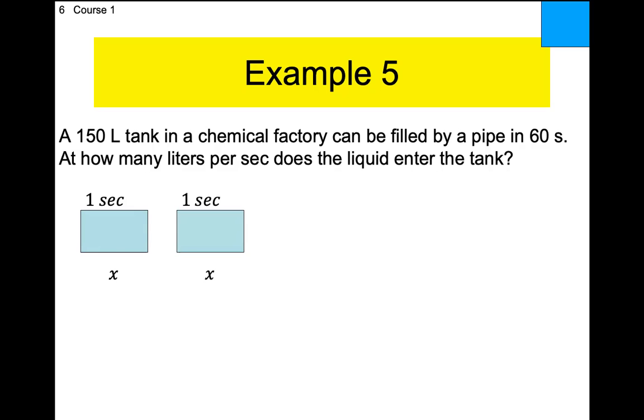Each one of these represents 1 second. In this 1 second, there's this many liters. X represents how many liters. For instance, if this was 2 liters, in 2 seconds, how many liters would you have? 4 liters. Now if it was 2 liters, in 60 of them, would you get to 150? The answer is no, because 60 times 2 is not enough, so it's more than 2.